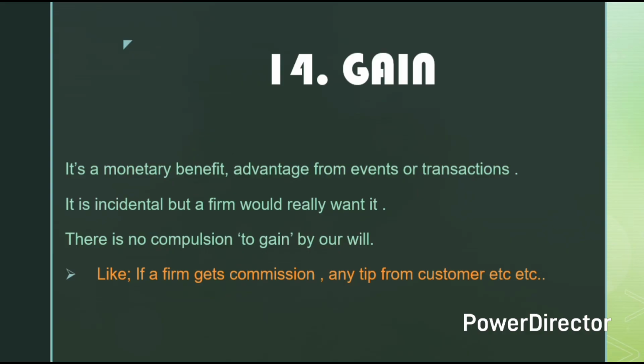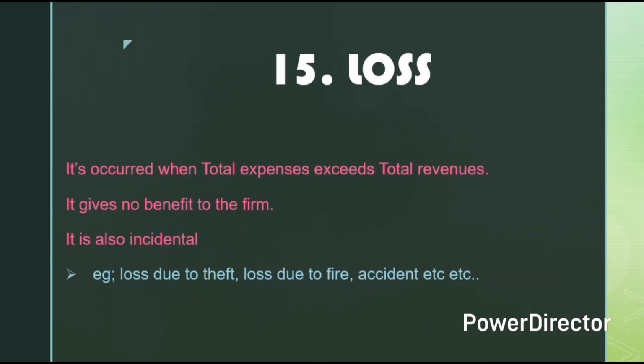So now let's see gain. Gain is a kind of unexpected benefit or advantage from events or transactions. It's something that a business didn't plan for, but they are happy to have it. For example, getting a tip from a customer or earning extra commission. There is no rule or compulsion to gain. It just happens incidentally. Next, last we have loss.